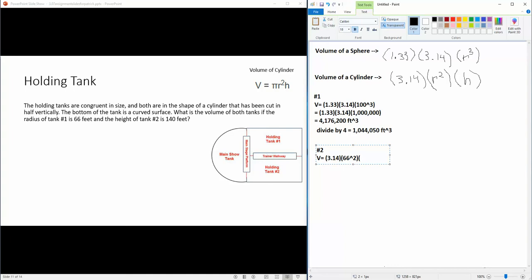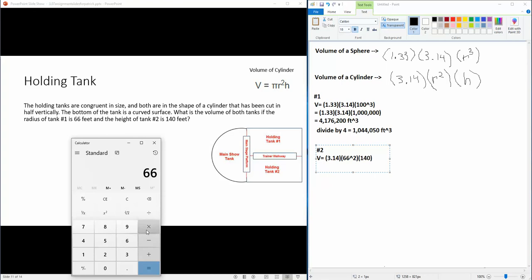Remember, we need to get the radius squared part, or radius cubed part for when you're dealing with a sphere. We have to do that first. This is a cylinder, so we're only going to square the radius. And it tells us in this problem, if we read it carefully, it's 140 feet. So we plug that all in. Then we're going to pull up our calculator, and we're going to get 66 times another 66. That's going to give us 4,356.